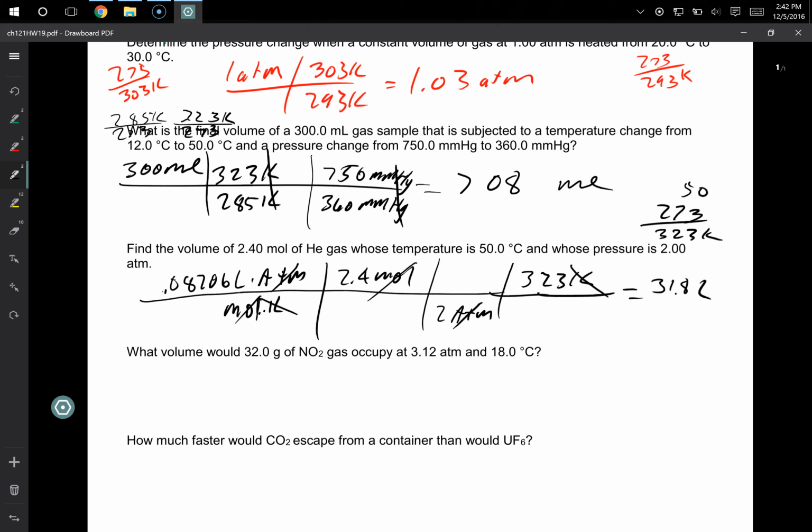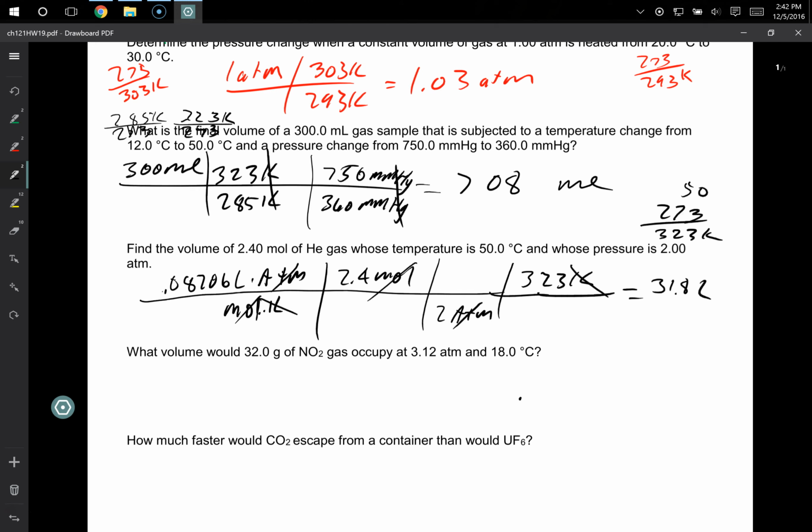The next one. I'm looking for a volume here. Do I have any volume stuff here? Nope. There's no volume up there. Are there any before and after? Nope. So I'm using the ideal gas law. There's one problem with this, though. What's the one problem? I've got 32 grams of NO2, and I need to know how many moles of NO2 there are, but that's not really a big deal.